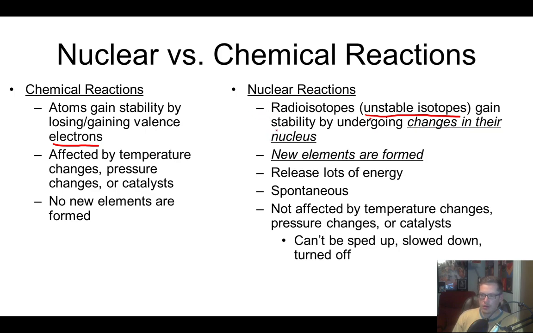Notice how the similarity between these two is that they're both trying to go towards stability. That's the big to-do in both reactions. In a chemical reaction, they try to reach stability by getting the same number of valence electrons as their nearest noble gas. In nuclear reactions, they're trying to gain stability by getting a perfect ratio of protons to neutrons. In chemical reactions, we can affect the speed or even how much of the reaction occurs by changing the temperature, the pressure, or adding or taking away catalysts.